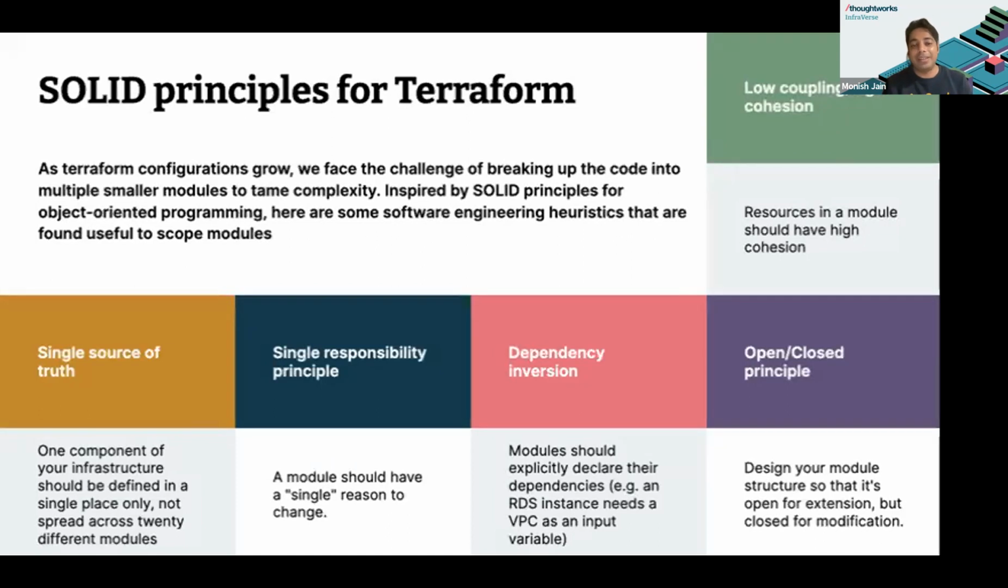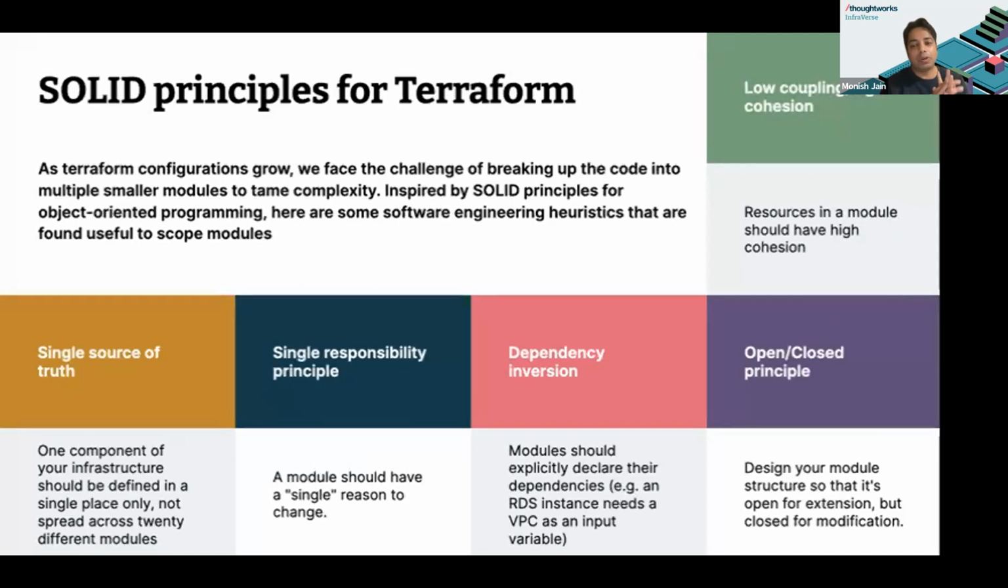Another good practice while designing modules is to have dependency inversion. A module should declare its dependencies. For example, while creating an RDS instance, if I need to have a VPC, I need to have subnet groups, I need to have a DB parameter group. All of these are dependencies, and it is better to call them out while writing those modules and declare those dependencies inside those modules.